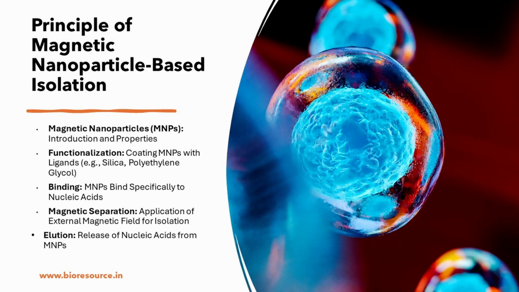The MNPs are typically functionalized with positively charged or polar groups on their surface, like amine or carboxylic acid, and these groups interact with the negatively charged phosphate backbone of the nucleic acid through electrostatic interaction.